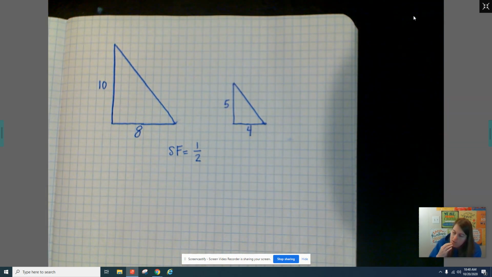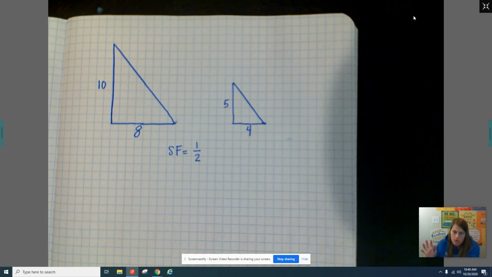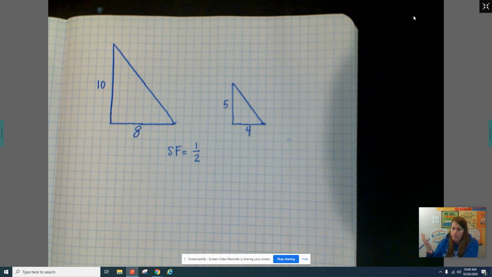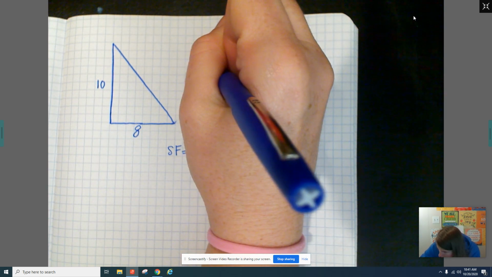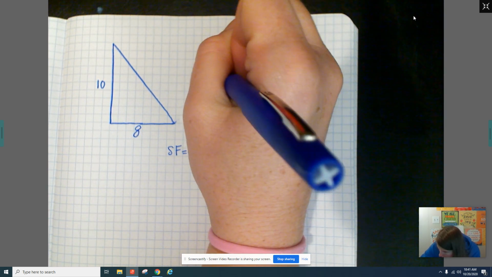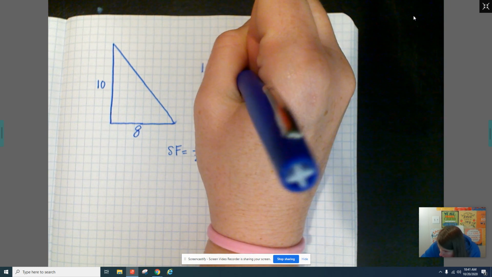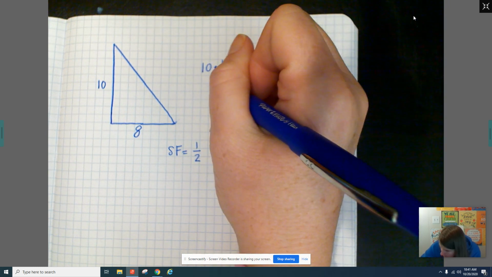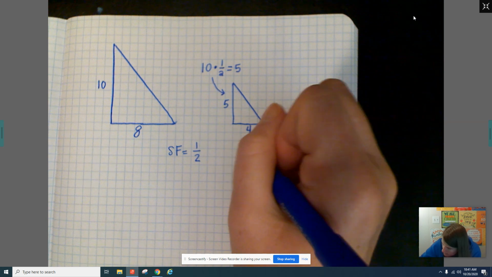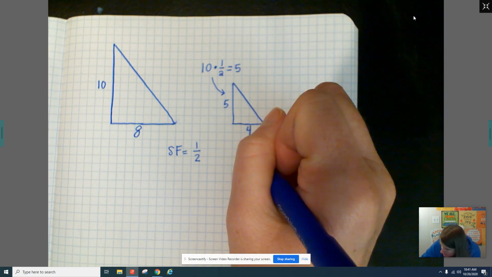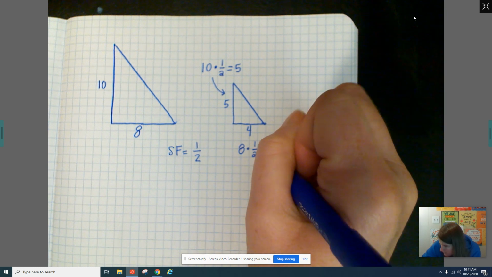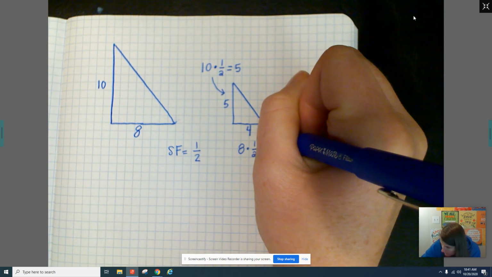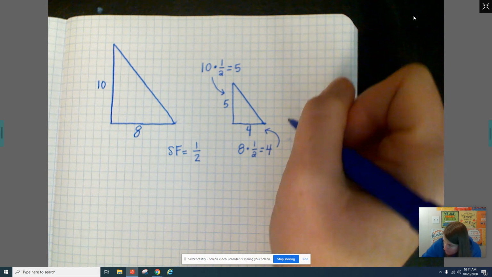And let's write all that out. So later, if we go back and look at our notes and we're like, what did we do? Where did these numbers come from? We have it written down right here. So 10 times 1/2 equals 5. That's where we got this side. And 8 times 1/2 equals 4. And that's where we got this one from.